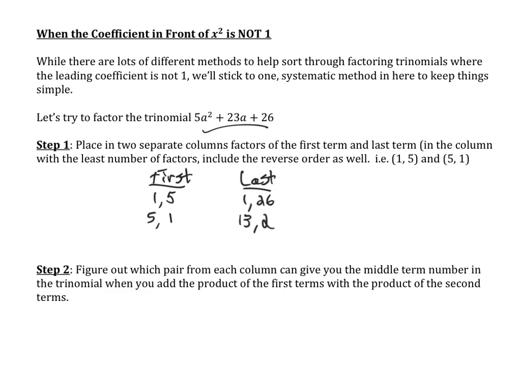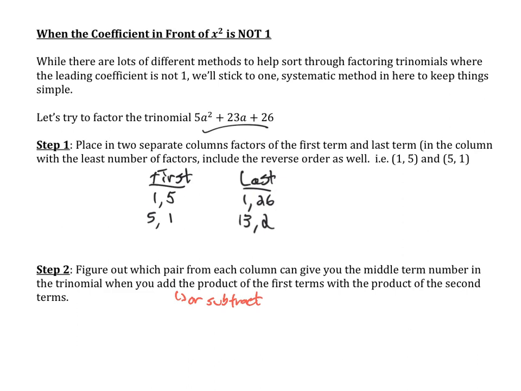So now that I have those listed out, step 2 says figure out which pair from each column can give you the middle term in the trinomial when you add the product of the first terms with the product of the second terms. And I should say, when you add, you could also subtract. Let me actually write that in, and you'll see that example later on in another problem. When you add or subtract. In this case, we're going to add, as you see.